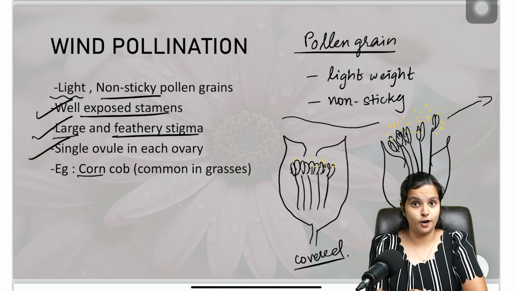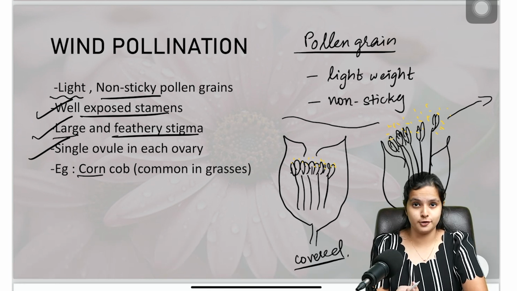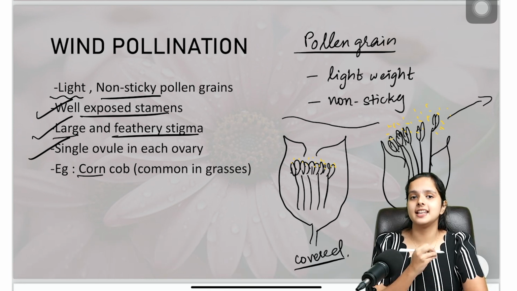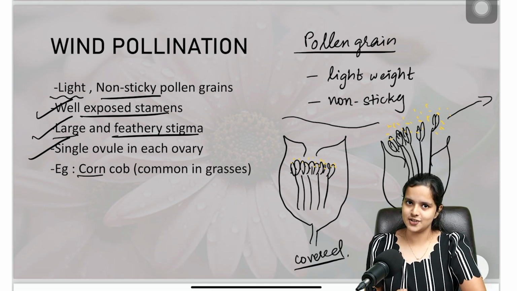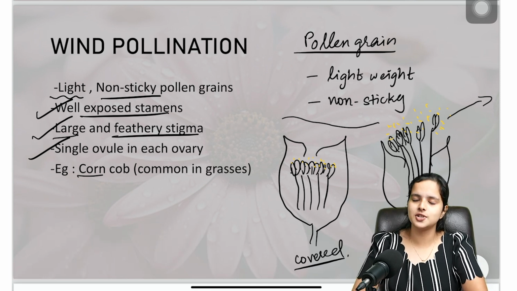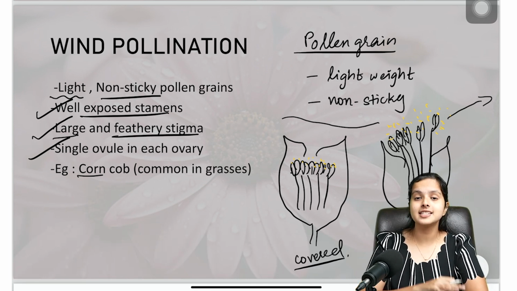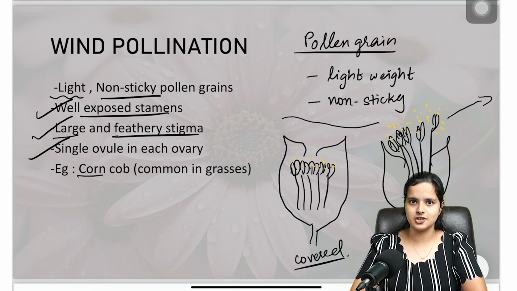An example of a plant which carries wind pollination is simply our corn. We all love corn, right? We all eat sweet corn for snacks, right? So corn is an example which performs wind pollination. And wind pollination is usually common in grasses. So this is the first type of abiotic pollination that we have to study.